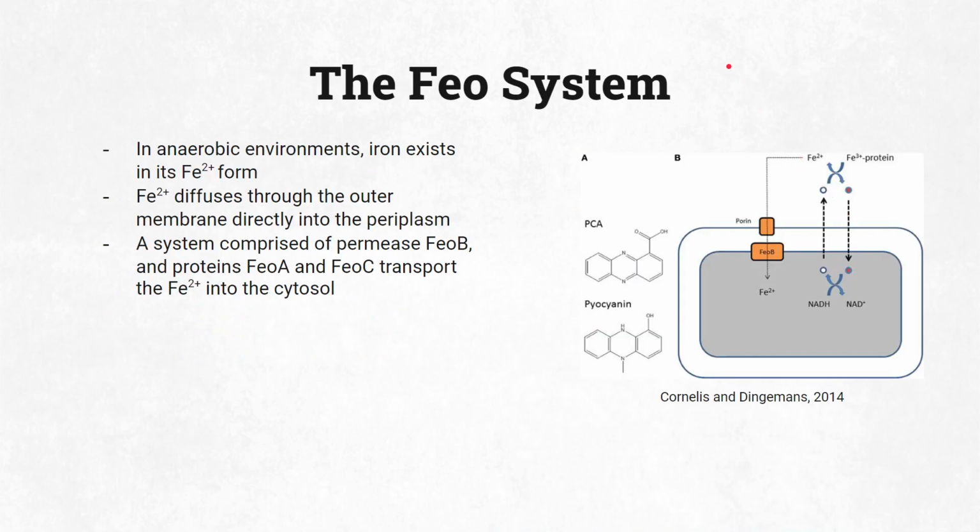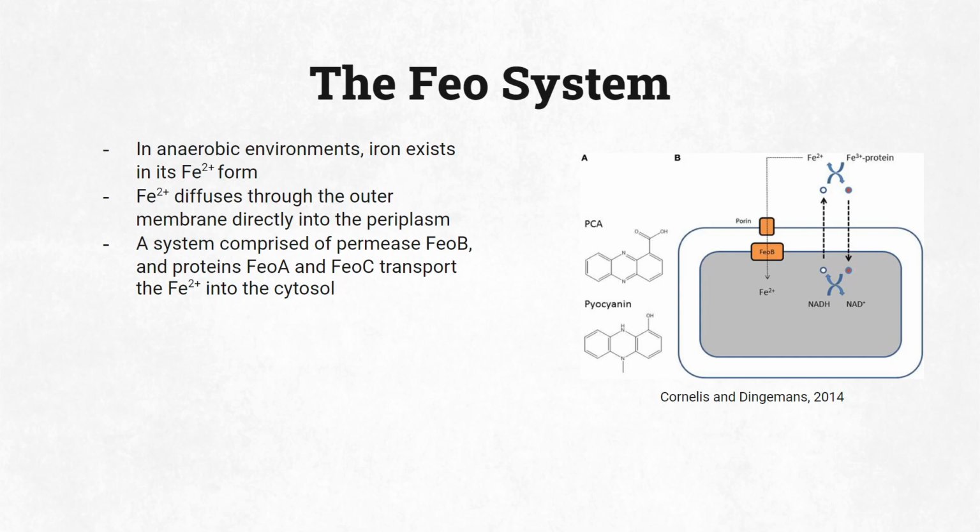Moving on to the Feo system, which, as I said earlier, is that specialized system for anaerobic environments where there is more ferrous iron and not ferric iron. Since it is an anaerobic environment, there is not quite as much oxygen present for the iron to bond with and reach its 3+ form. So the 2+ form that is present in these environments is soluble in water, more so than its 3+ form.